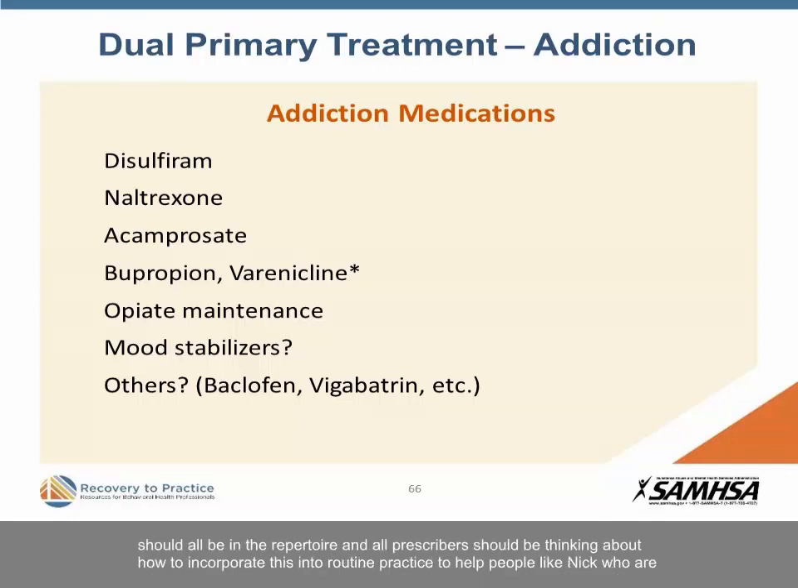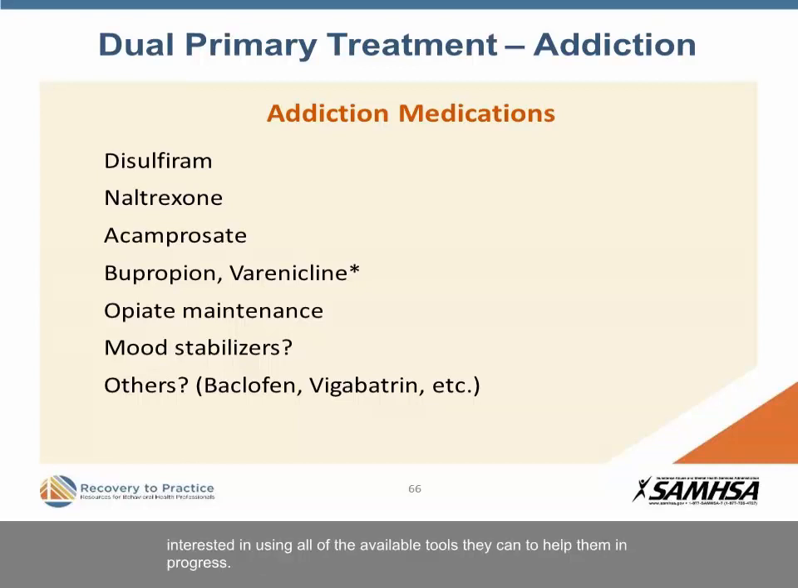There's also, as most of you know, the availability of medication like bupropion and particularly varenicline for nicotine dependence that also function as anti-craving agents. So these all should be in the repertoire, and all prescribers should be thinking about how to incorporate this into routine practice to help people like Nick who have co-occurring issues, who are interested in using all the available tools that they can to help them make progress.